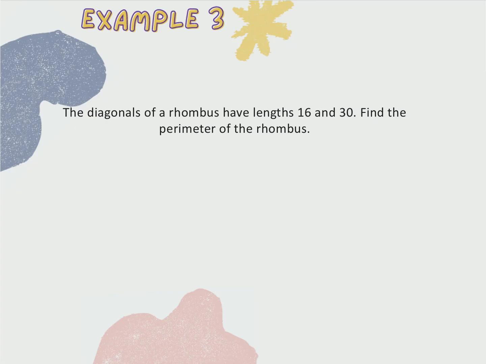All right, looking at example 3, it says the diagonals of a rhombus have length 16 and 30. Find the perimeter of the rhombus. So again, we have a rhombus. We have to know the properties of a rhombus. So looking at my rhombus, my diagonals are 16, and here is 90 degrees.